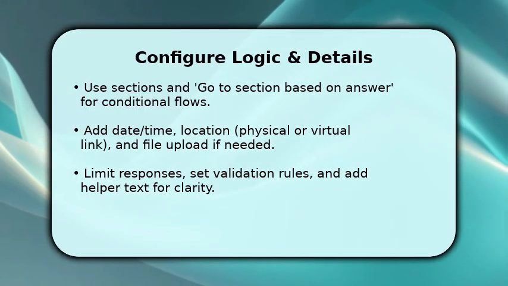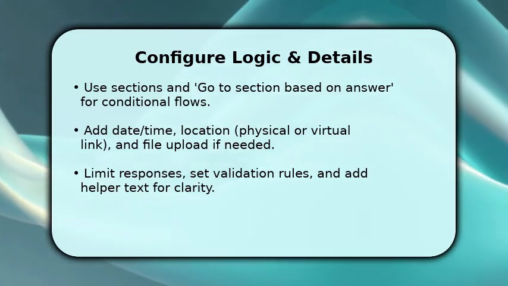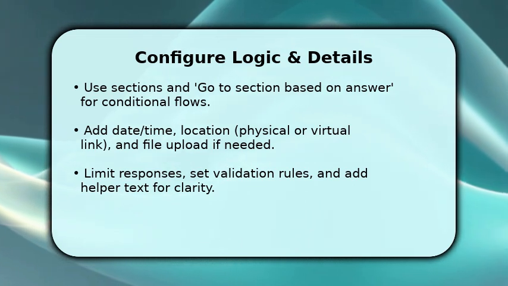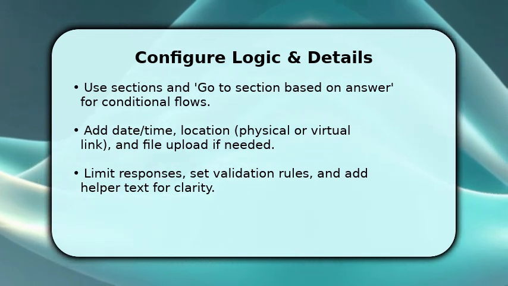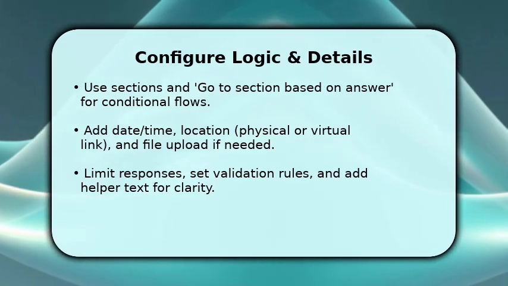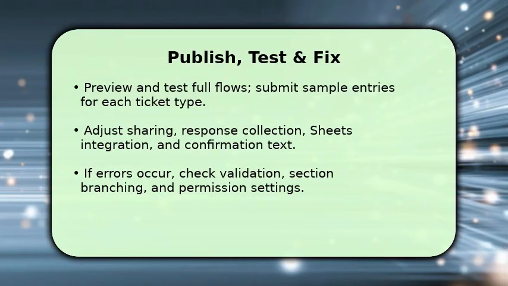If you need attachments, presentations, or ID, enable file upload and state size limits so submissions remain manageable and predictable. Finish by previewing and testing every path. Submit at least one sample registration per ticket option to confirm branching and validations behave correctly.